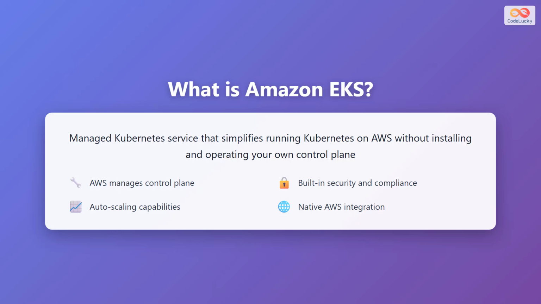Amazon EKS is a managed Kubernetes service that simplifies running Kubernetes on AWS. You don't need to install or operate your own control plane, as AWS handles all of that for you. EKS provides several key benefits. First, AWS manages the control plane, ensuring high availability and security. Second, it comes with built-in security and compliance features. Third, it offers auto-scaling capabilities to handle varying workloads. And finally, it provides native integration with other AWS services, making it easier to build complete cloud solutions.